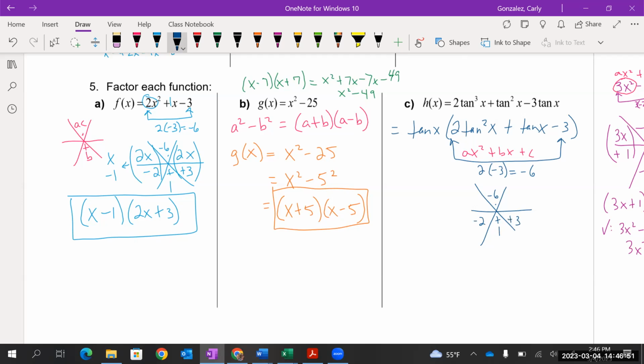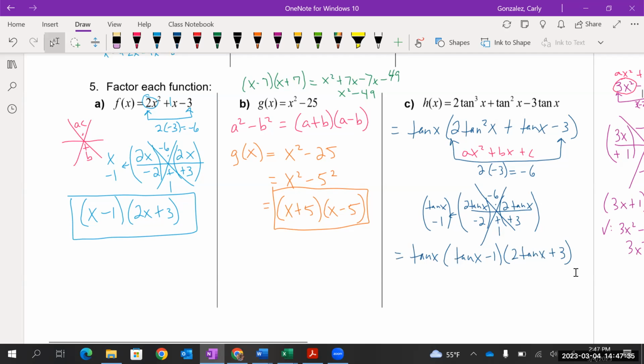And instead of putting just 2x here, we can now put 2 tan x here on both. And again, the 2 tan x plus 3 is already simplified, but over here we can reduce by 2 and just get that tan x minus 1. And so we're ready for our factored form. Bring down that tan x out front, and we got tan x minus 1 and 2 tan x plus 3. So that's how even the star method still works with our trig functions in there as well.